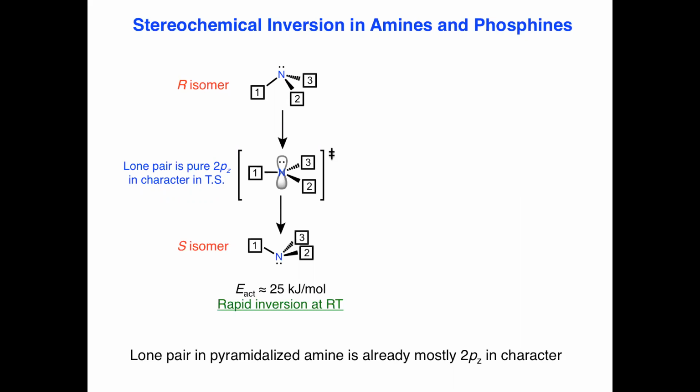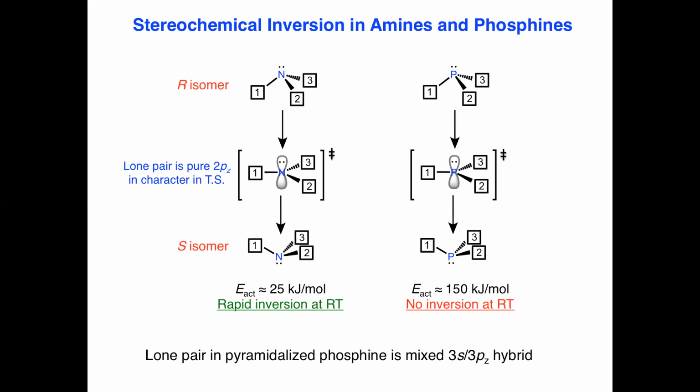You can, though, do that with the heavier congeners of amines as you start to go down group 15. And the reason is that the activation barrier starts to go up very steeply. The reason electronically why this occurs: in the case of an amine, even when it's pyramidalized here, this lone pair is almost all 2p in character already. It doesn't have very much s character. And so that means for this inversion process, there's actually not a lot of electronic perturbation that has to occur for inversion to take place.